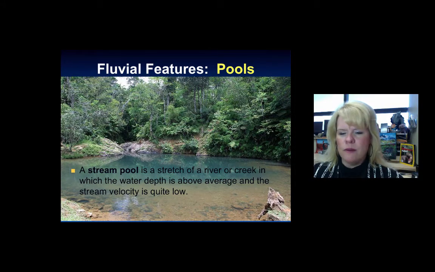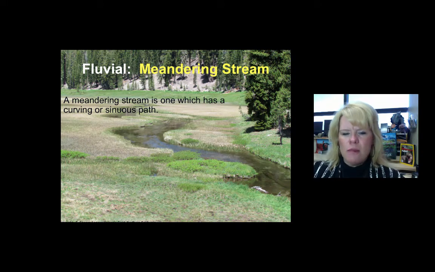Now let's talk about a meandering stream. A meandering stream is what you see here, where it makes a sinuous curve back and forth, where you get what are called a series of cut banks and point bars.